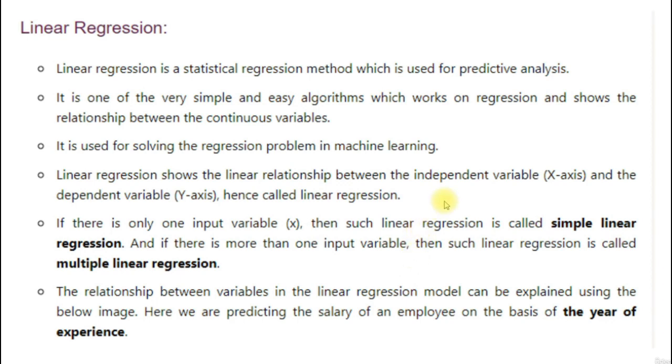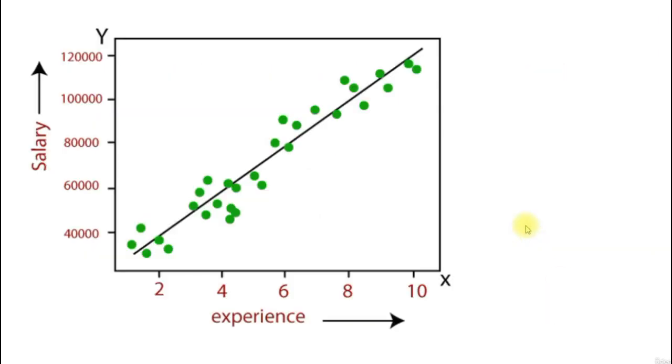So when we have more than one feature on which the value of the target variable depends, it is called multilinear regression. The relationship between variables in linear regression can be explained using the below image, and here we are predicting the salary of an employee based on the years of experience. With the help of this image, linear regression will be very clear to you.